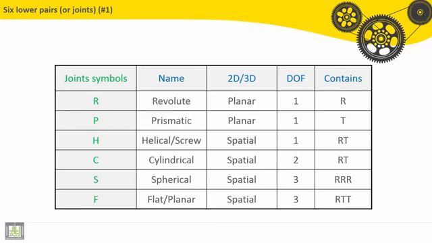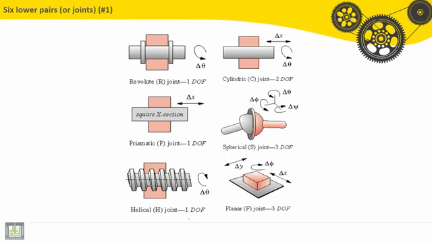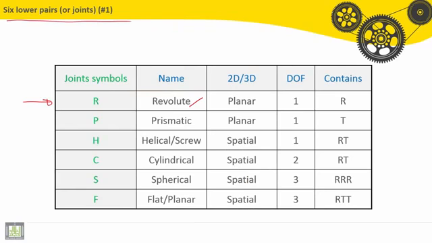We have 6 lower pairs or joints. We will start with the first one, revolute. Here we can see the revolute joint. So we have 1 degree of freedom, rotation. Okay, so it is planar with 1 degree of freedom. It contains rotation. R does mean rotation.